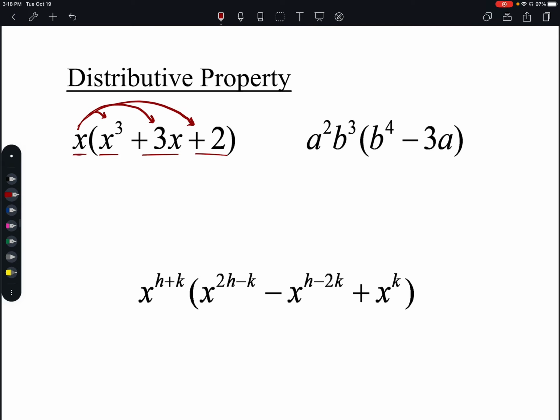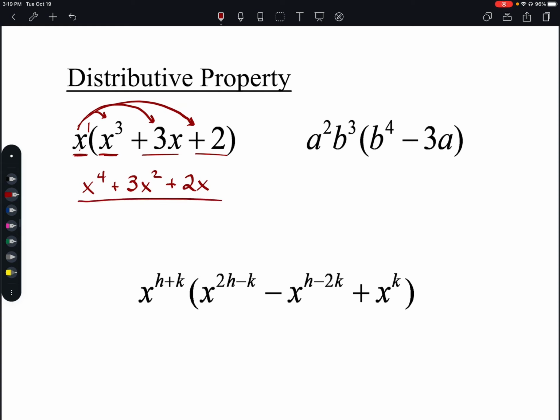So when I do x times x to the 3rd, and you do this quite a bit, you probably don't even think about it, but x times x to the 3rd, we're really adding the exponents, right? So x to the 1st times x to the 3rd gives us x to the 4th. Okay, now when I do x times the 3x, it's like 3 times x times x, which simplifies to 3x squared. And then if we have no x's on our 2, it would end up being plus 2 times our x, which is like x to the 1st. And that's our answer.